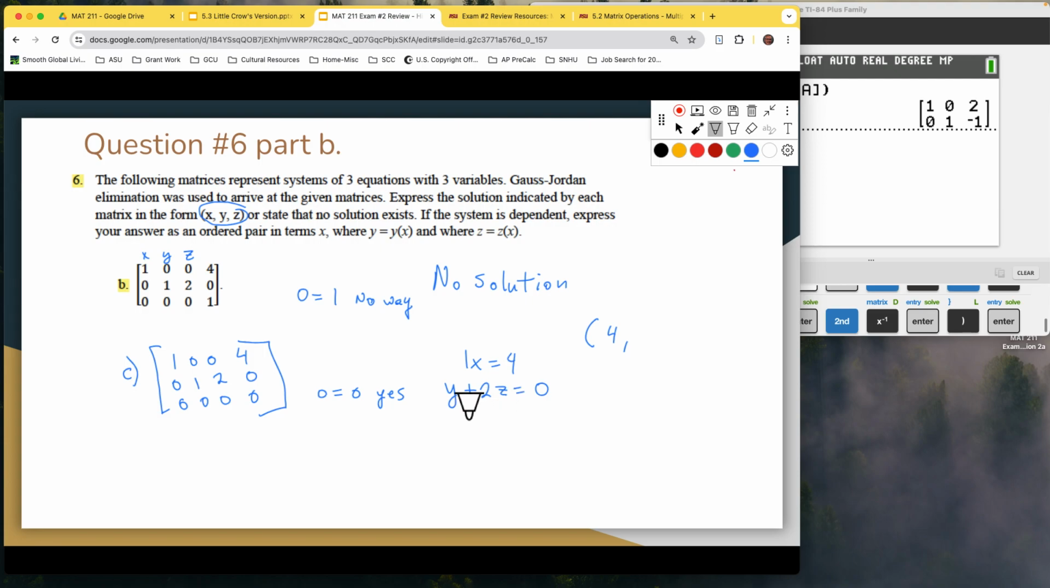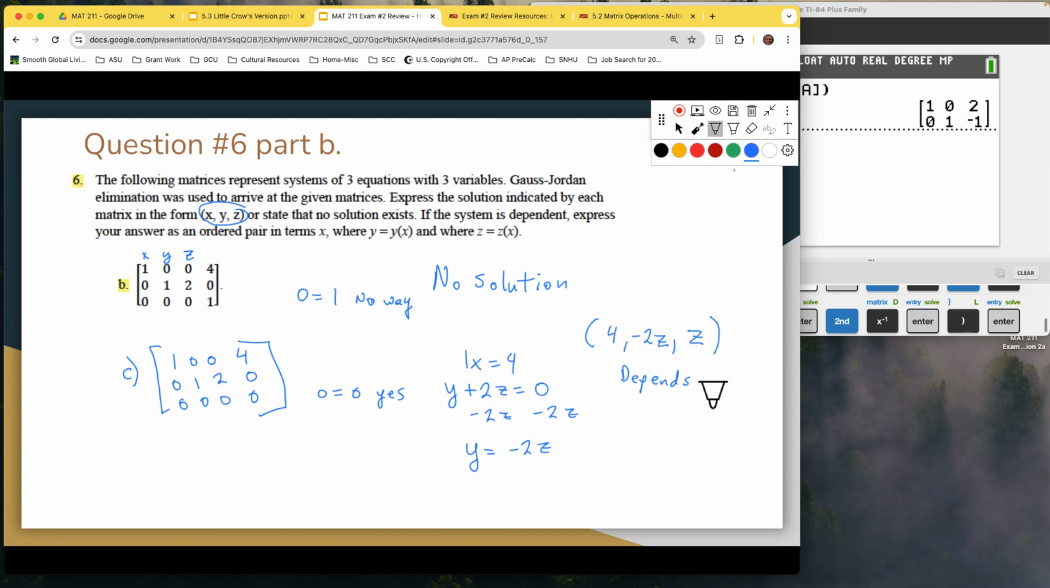Okay, so if I solve this for y, which would seem to be the easiest thing to do, subtract 2z from both sides. I then get that y equals negative 2z. So what that means is I've made it dependent on z. Give me z and I can give you y. What is y going to be? It's going to be negative 2z. So this one is dependent on z.